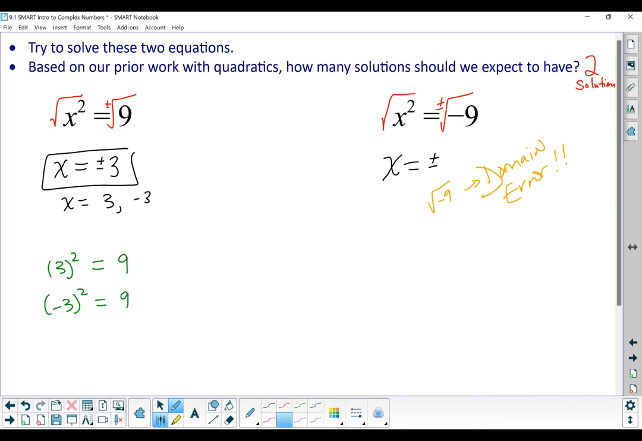But I've told you over and over again, our quadratic equations should have two solutions. And this equation does have two solutions, but we can't find those solutions yet. And that is our goal for today, to figure out what these solutions are. Because they do exist, there are two solutions. You just don't know how to find them yet.